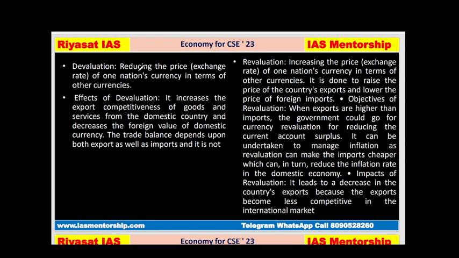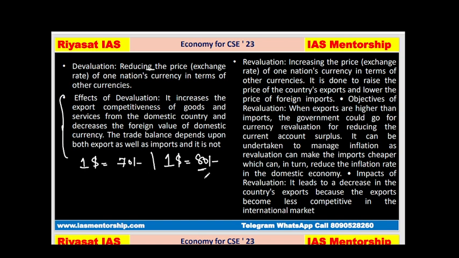Devaluation, reducing the price, effects, revaluation I have given you. Revaluation is just the opposite of devaluation. What are the effects? Basically, it increases the export competitiveness of goods. Why are exports increased here? Can somebody tell me? See, what is happening? $1 is 70 rupees, but now the rupee has been devalued. Just take an example. $1 has become 80 rupees.